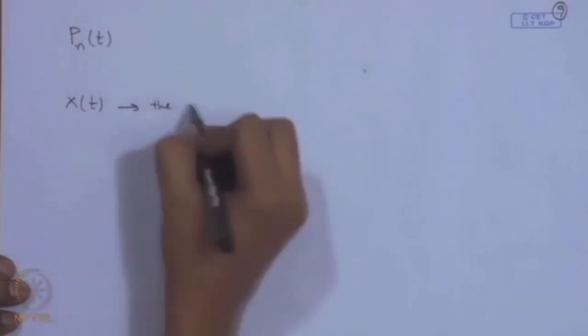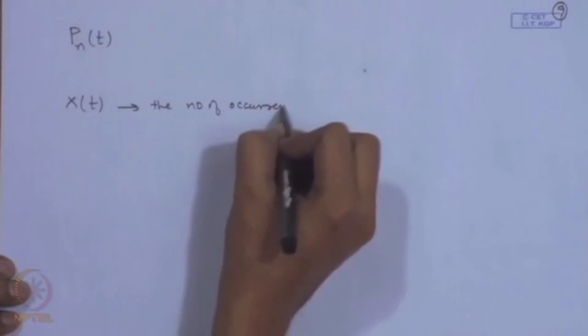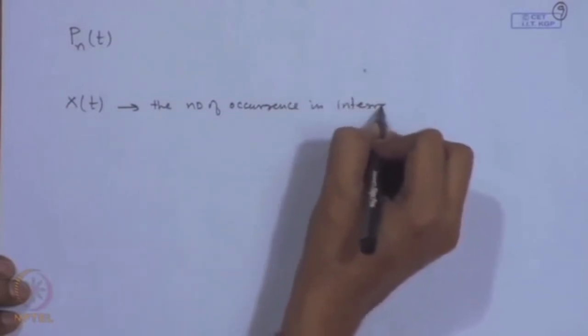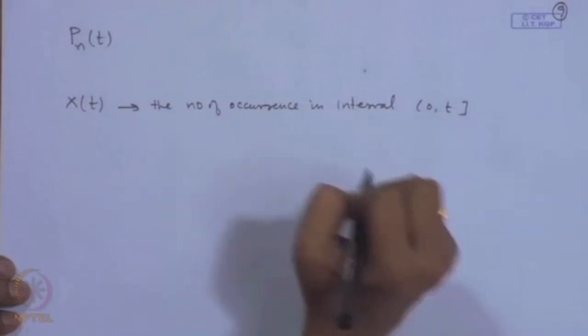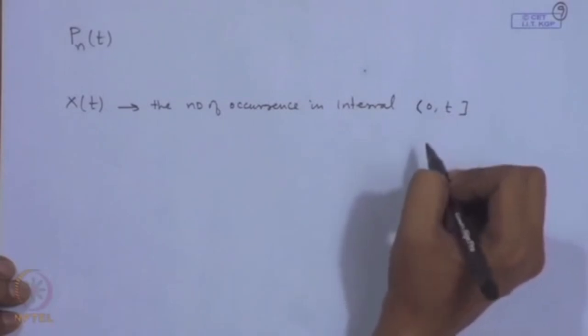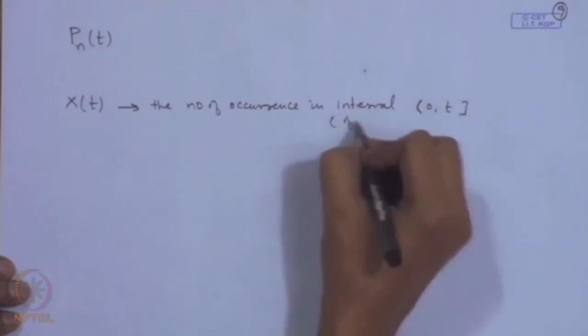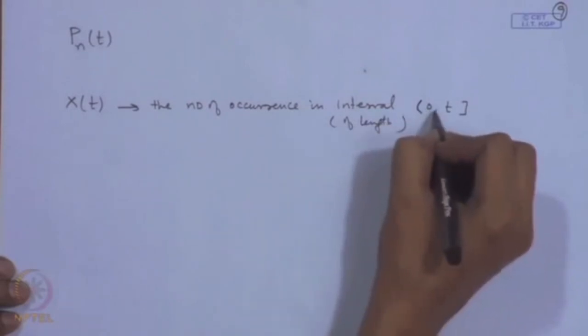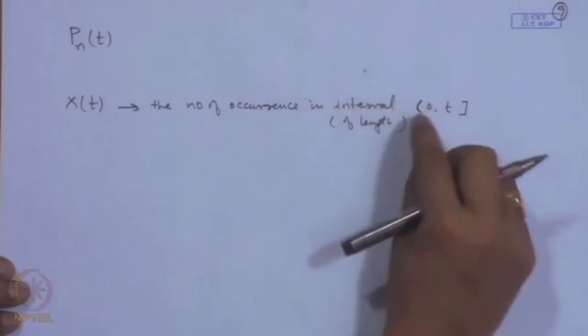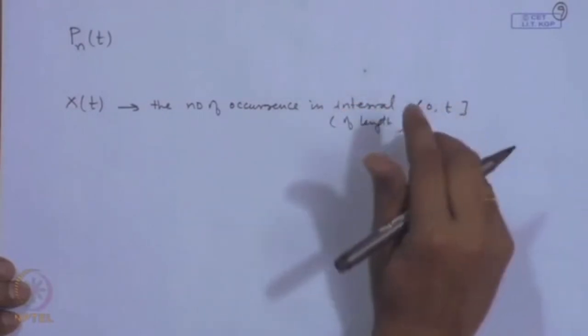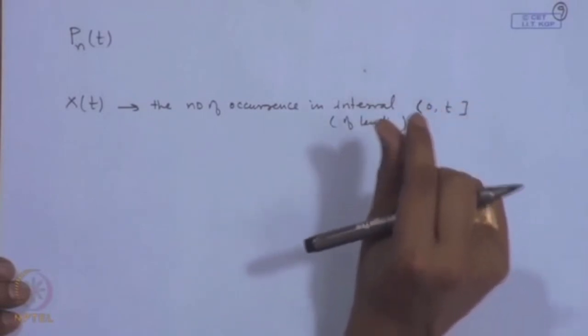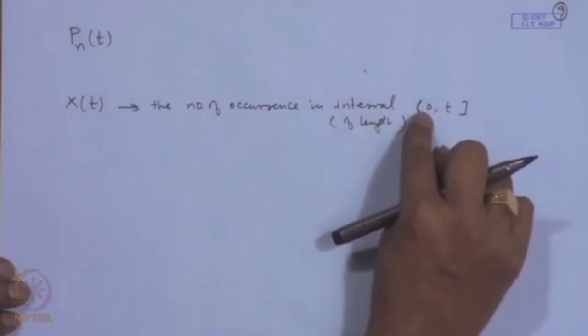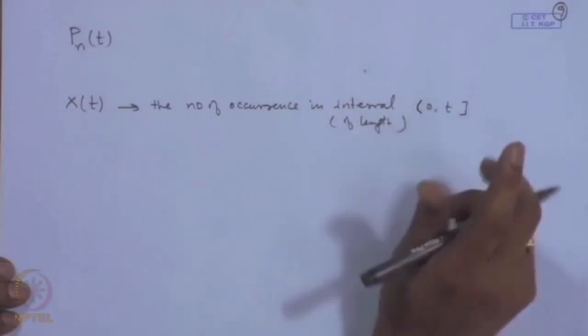So, let us use the notation P n t. Now, if I denote X t to be the random variable, that is the number of occurrences in the interval, say 0 to t. We have kept intentionally one side open and one side closed. So, this means an interval of length t. If we are making the assumption of stationarity, that is the independent intervals, then 0 to t is the same as a to a plus t, or from any point if I am starting and considering the length t, then it is the same. So, we can consider, without loss of generality, 0 to t.